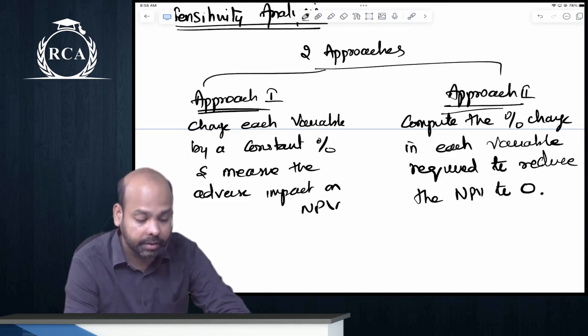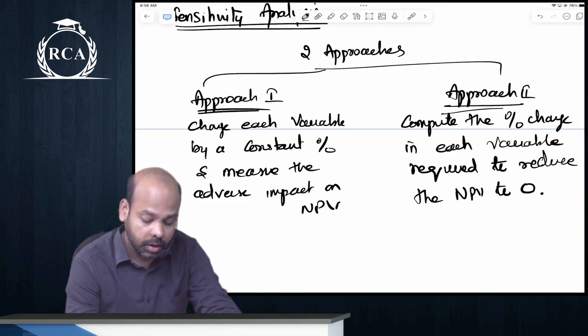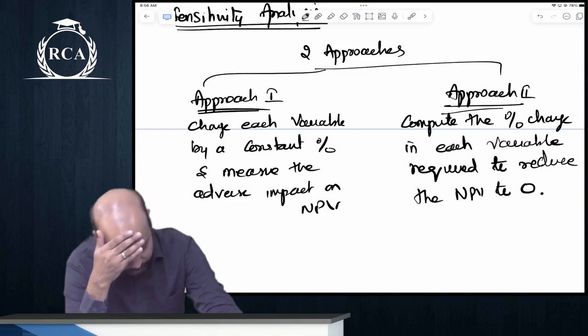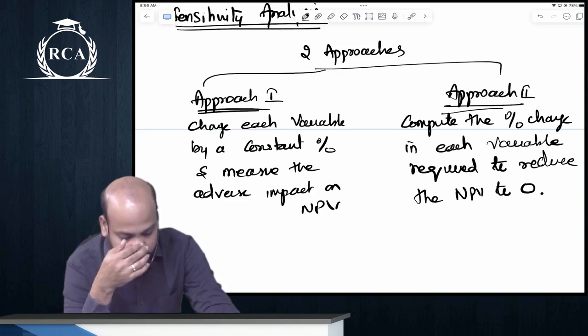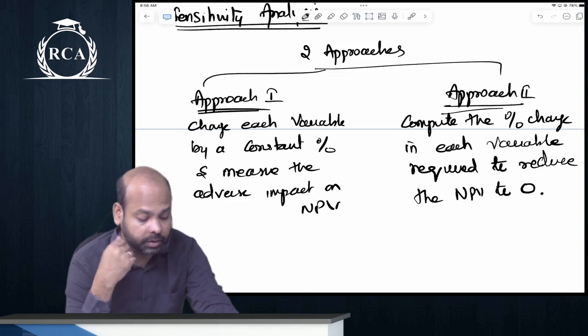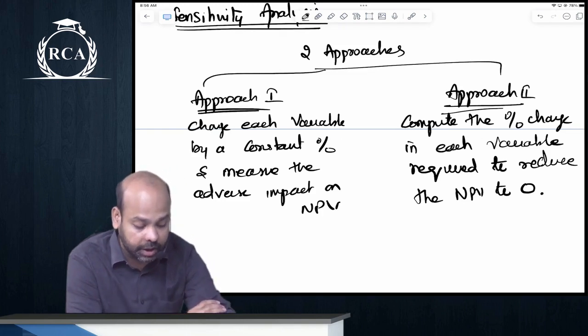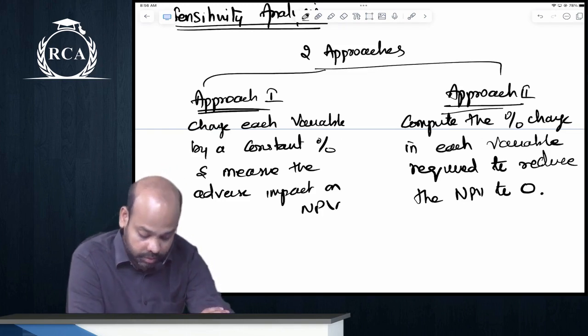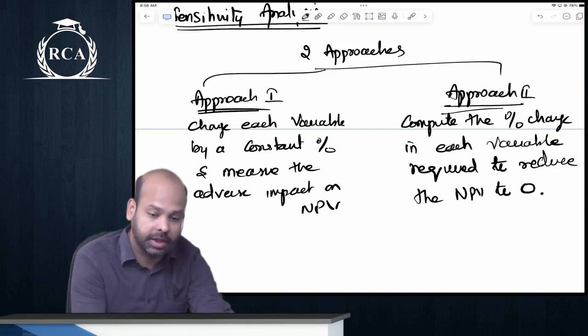In reality, multiple variables can change at once.